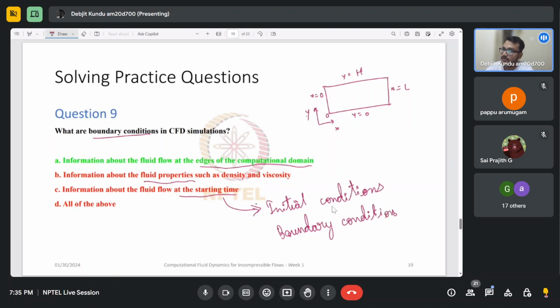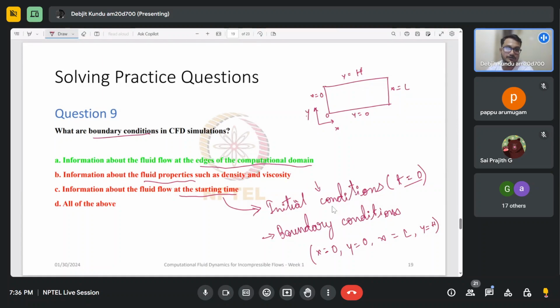So initial conditions will be specified at time t equal to 0, wherever you are starting the simulation from. And boundary condition is at all times what is the condition at the boundary. That is, for this example, it would be the values at x equal to 0, y equal to 0, x equal to L, and y equal to H. At these locations, what is the value of u or v, something like that. When I specify that, I am specifying the boundary conditions. And when I'm specifying what could be u over the entire domain at t equal to 0, then I'm specifying the initial conditions.